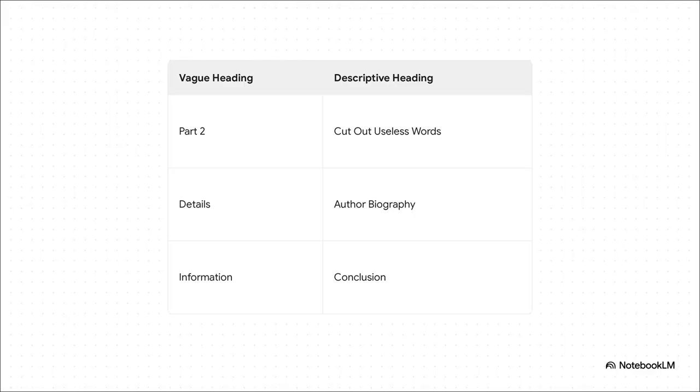Okay, so let's see what this looks like in the real world. On the left, you've got these really vague headings like Part 2 or Details. I mean, what does that even tell you? Nothing, right? But look at the right. The headings are descriptive. Cut out useless words. Author biography. Now you know exactly what's coming next. That is the power of a good signpost.